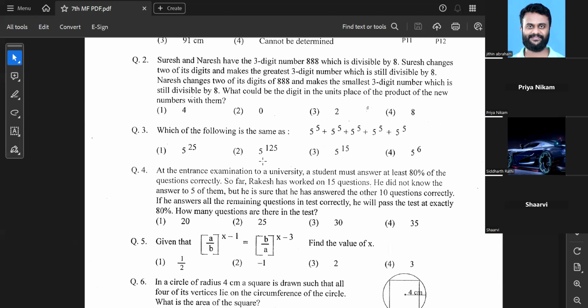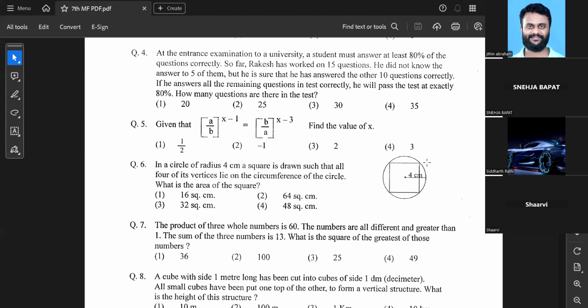Sir, I want 13 and 14. Yes, sir, 14. So solve the sixth question? Somebody said sixth, right? Okay. Yeah, sixth, let me see.